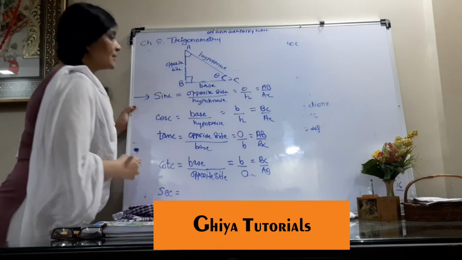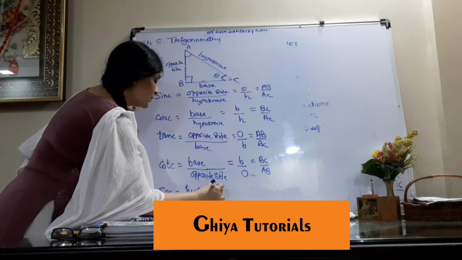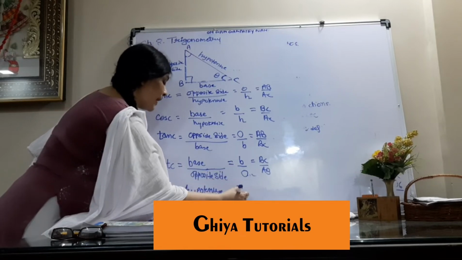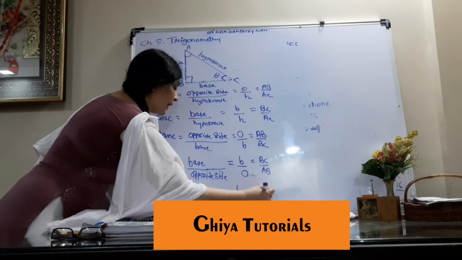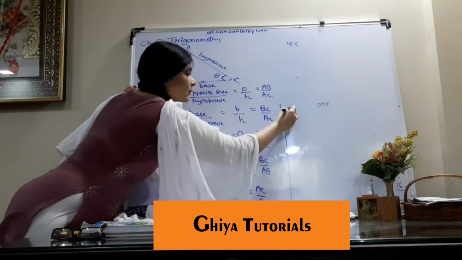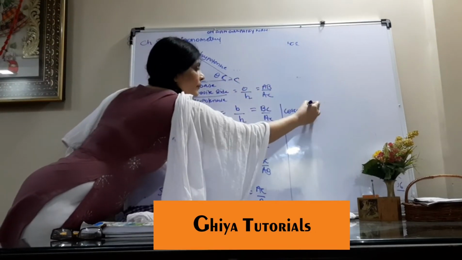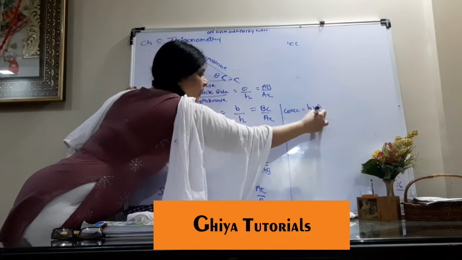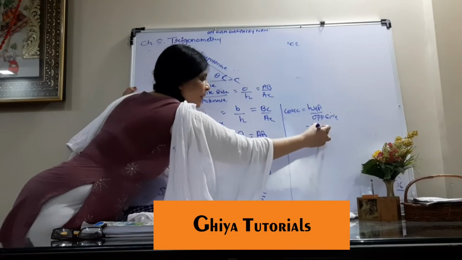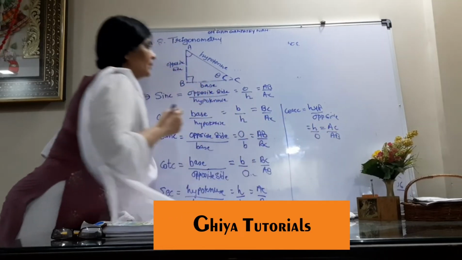If you want to find sec C, sec is hypotenuse upon base. That is H upon B, that is AC upon BC. What is cosec C? Cosec C equals hypotenuse upon opposite side. That is H upon O, that is AC upon AB.